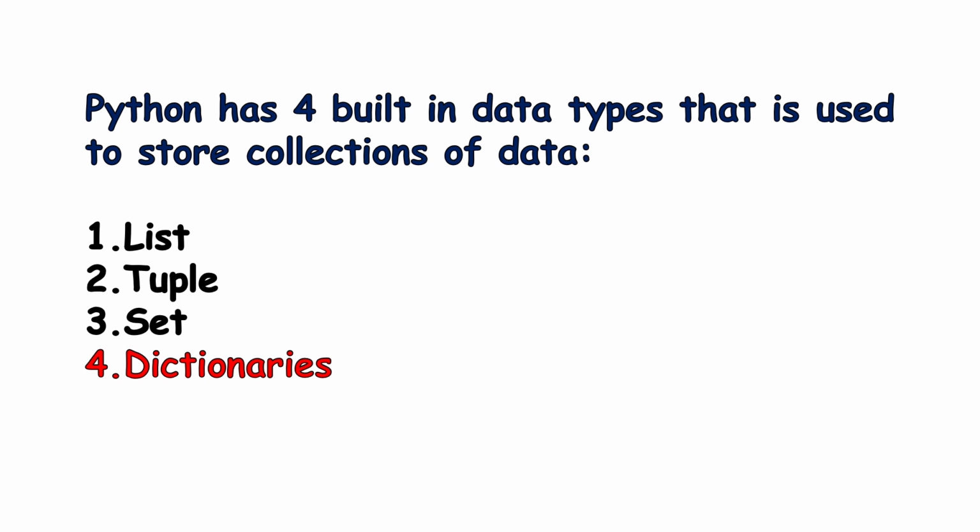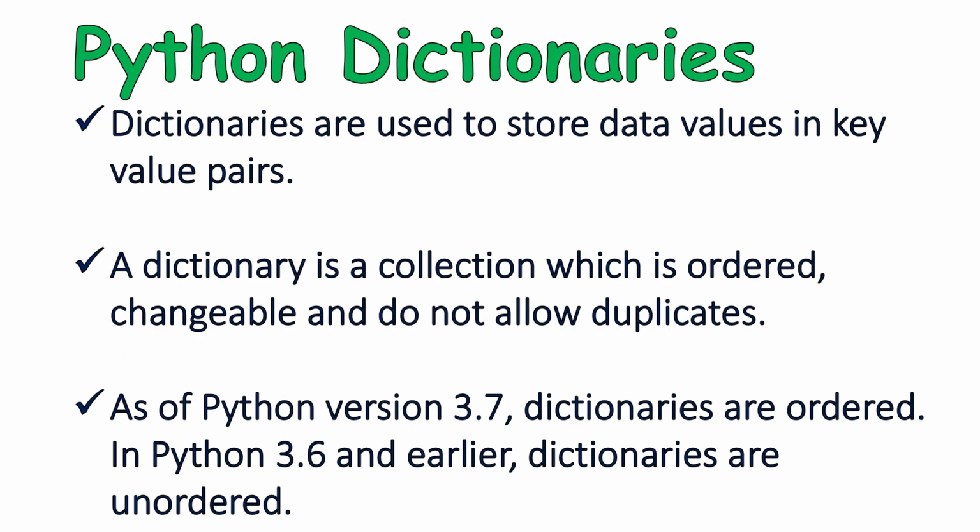In our previous tutorials of this DSA series, we have covered all the built-in data types. Today we will learn the last one, which is dictionaries. Dictionaries are used to store data values in key-value pairs. A dictionary is a collection which is ordered, changeable, and does not allow duplicates.